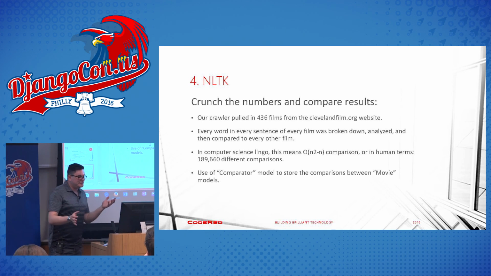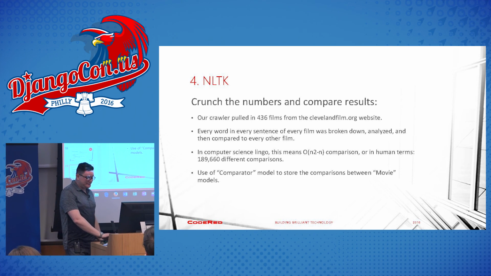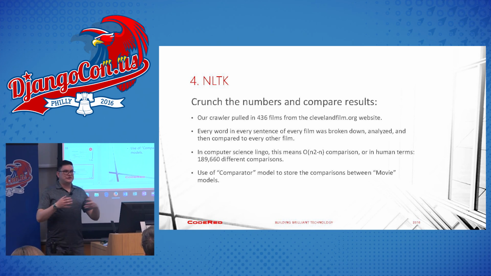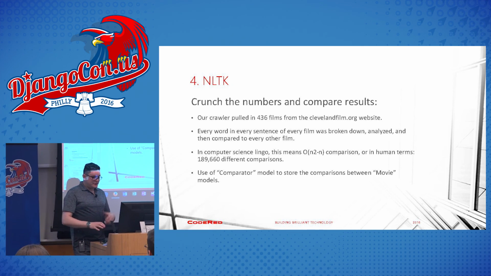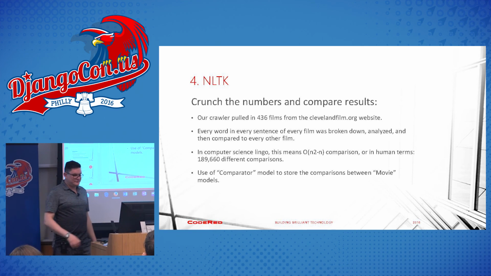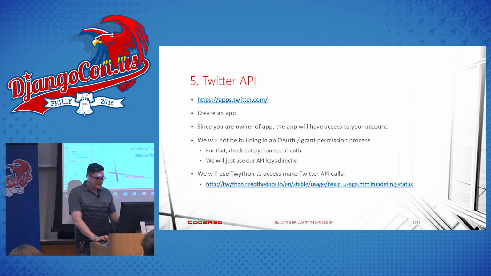Once again, we ended up with 189,000 comparisons by the time our database was fully populated. And as I mentioned, we used the comparator model to store the comparison between each film. So the actual movie model itself doesn't contain any of that. It just contains the movie information. And how we did that was through a set of management commands. I'm going way too slow here, so I'll speed it up. That was a Django management command.